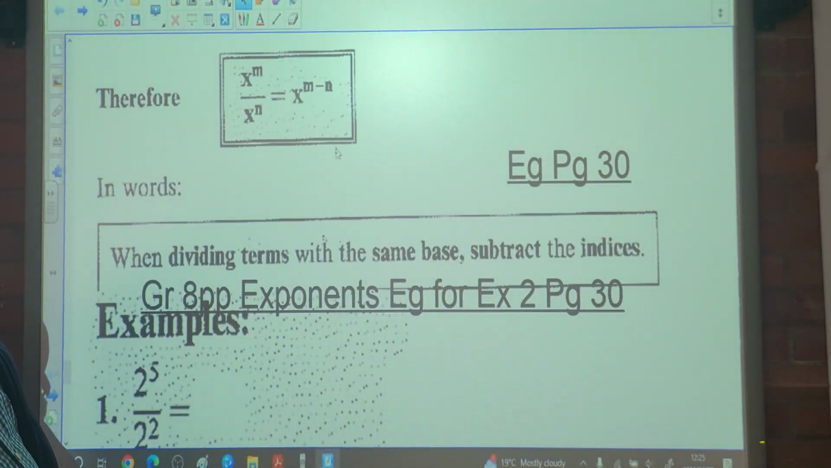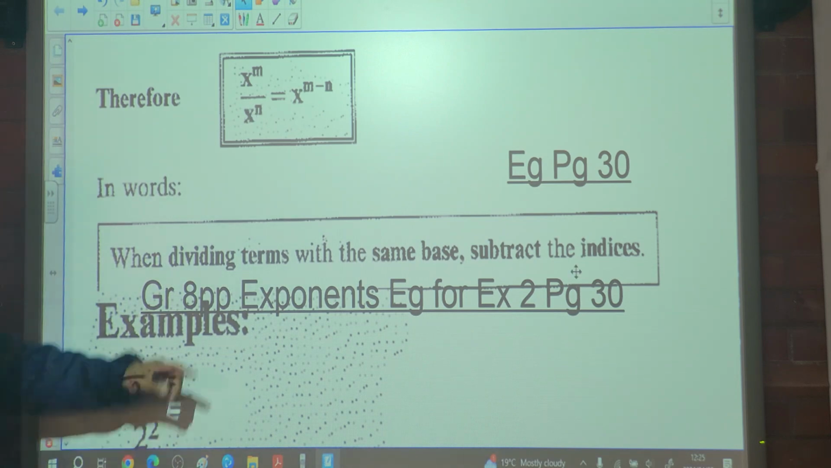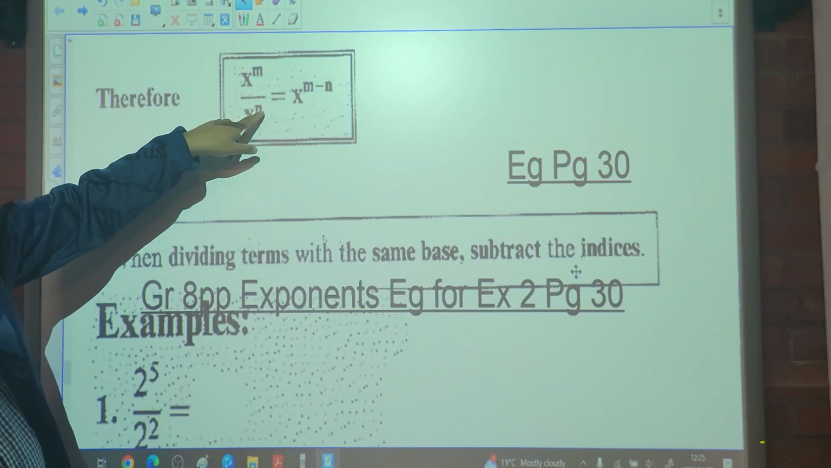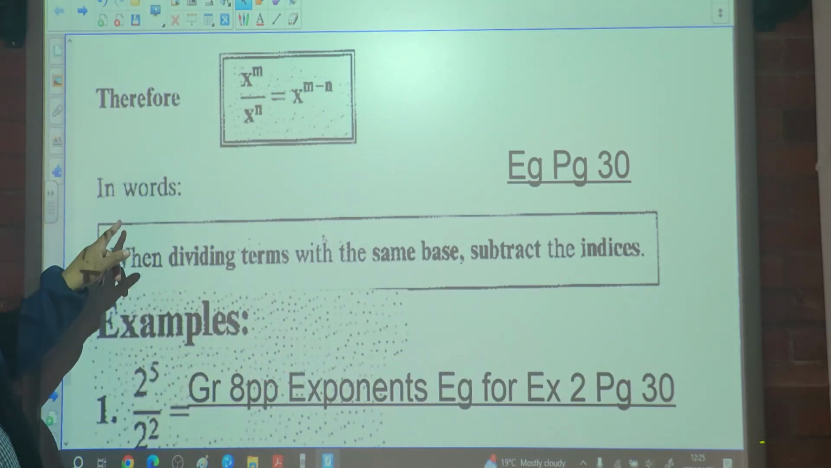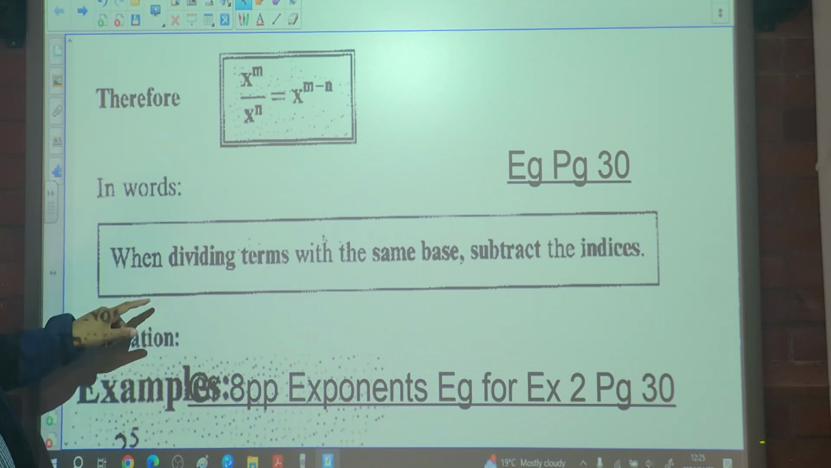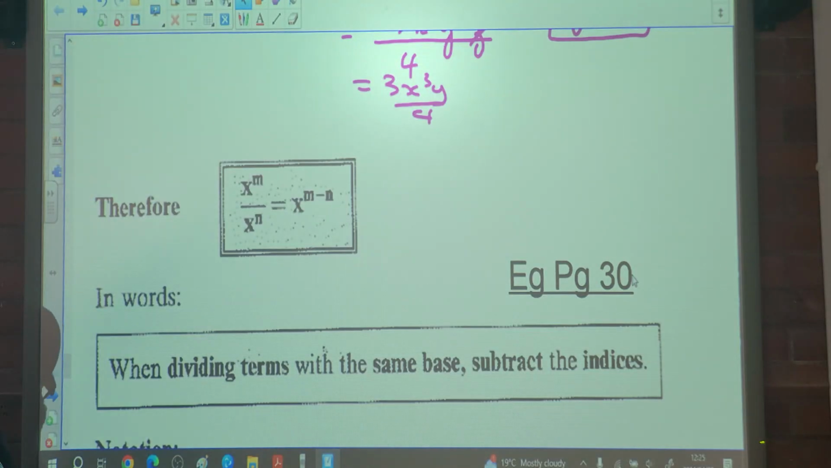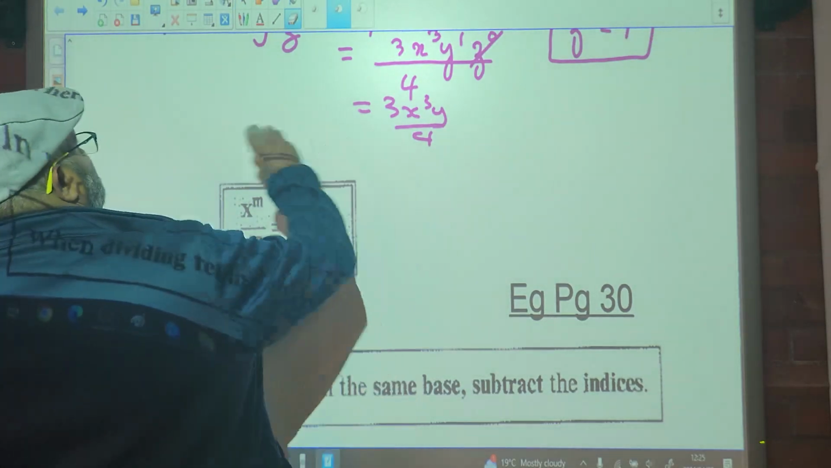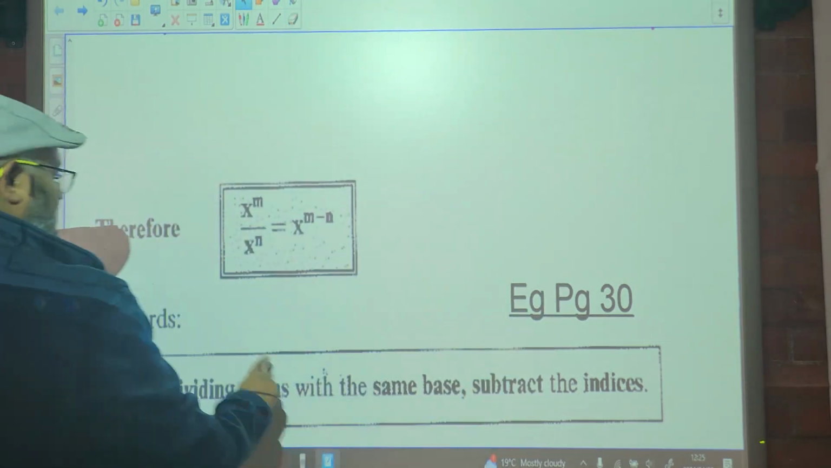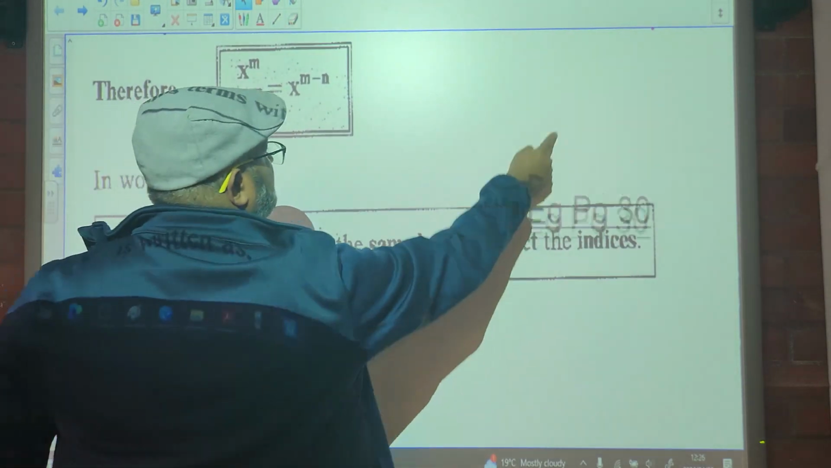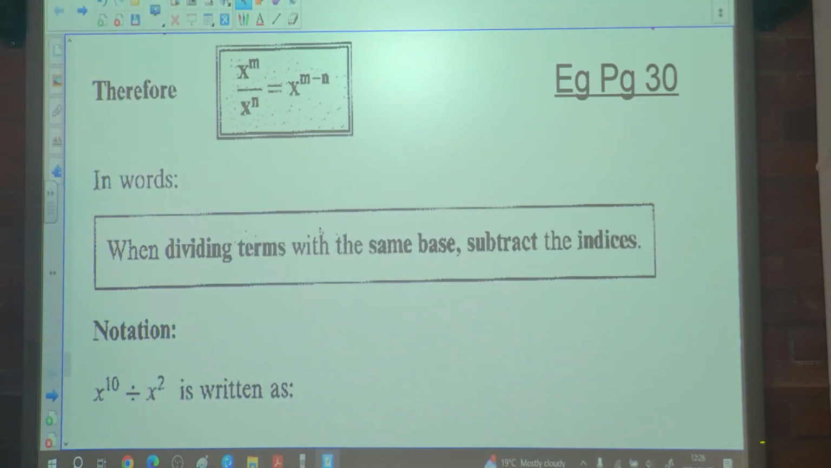I want you guys to write down that rule. So therefore, you've got x to the m over x to the n is equal to x to the m minus n. It will always be the top exponent minus the bottom exponent. So the rule says, in words, when dividing and bases are the same, you subtract the exponents. Make that note there, people. When dividing and bases are the same, subtract the exponents. Indices and exponents are the same in class.